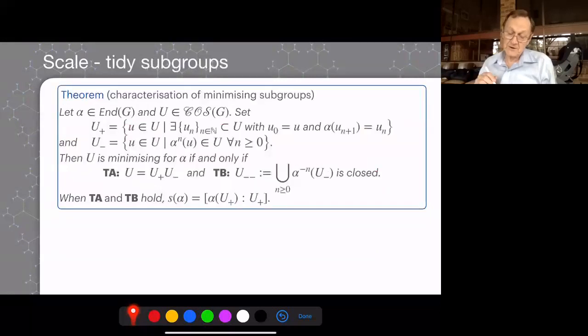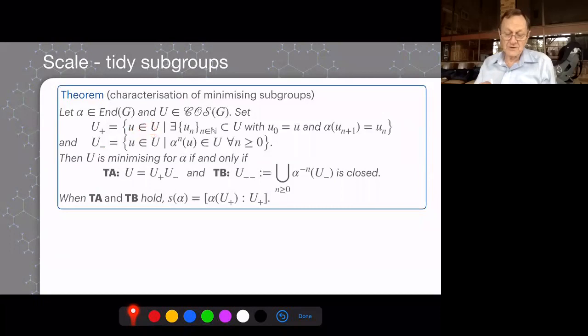So how does this group come into the picture? Well, it comes in through this theorem which characterizes the minimizing subgroups. It tells us which groups are minimizing by the structure of those groups. So again, we take our endomorphism alpha and some compact open subgroup, and we define two subgroups, U plus and U minus.